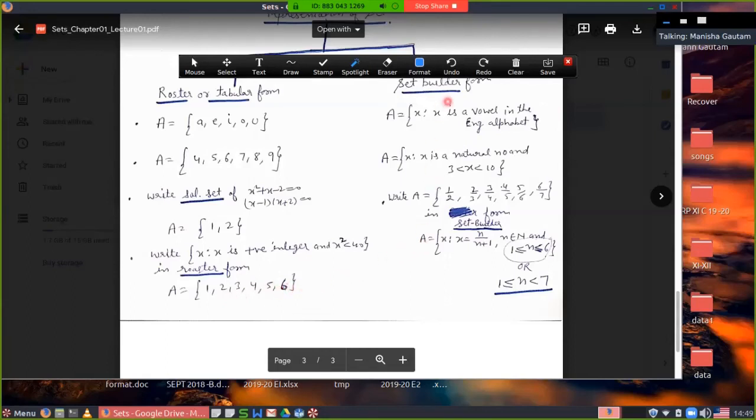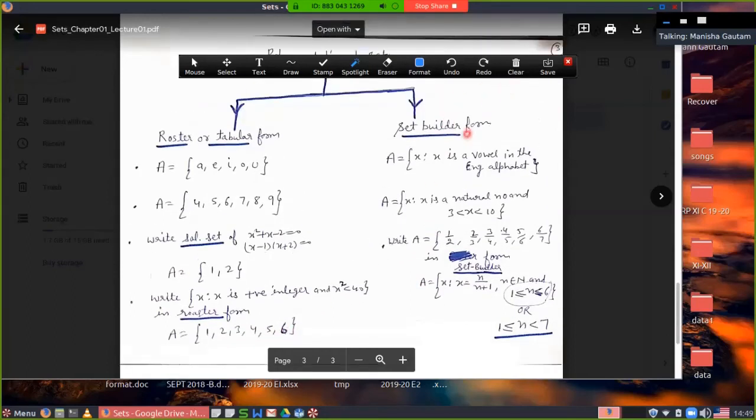If I'm talking about the set builder form, it is a form where you have to write down the rule under which you have collected the elements. Here I have written vowels. What was the criteria behind it? That you have to write down in the set builder form. So A having elements A, E, I, O, U can be written in the set builder form as x is a set of all elements such that x is a vowel in the English alphabet. In words, you have to write down in such a way.